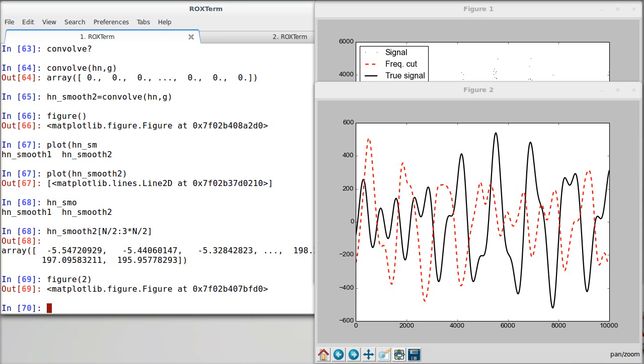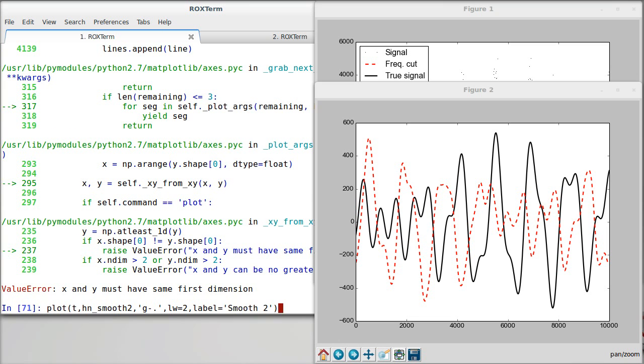So if we go back to figure 2, which we were actually at, but let's be careful, and now we plot our new function. Let's make it a green dash-dot line. Wait 2, call it smooth 2. Oops. Right. So that fails because smooth 2 is too large. So that was a good thing to do.